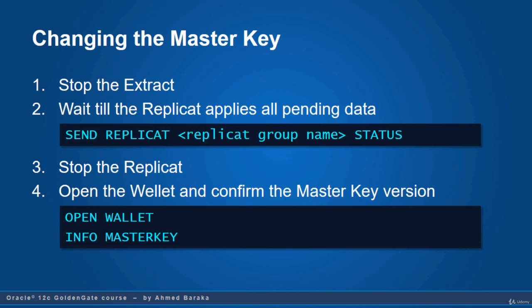First, you stop the extract process, then wait for the replicat to apply all the pending data. Send the replicat the STATUS command. If that command displays EOF in its output, it means that the replicat has applied all the data in the trail files. After that, stop the replicat. Open the wallet and confirm the master key version in it using the INFO command.